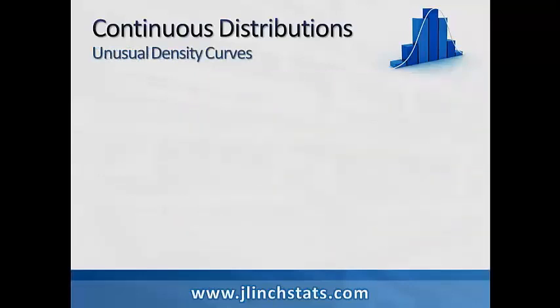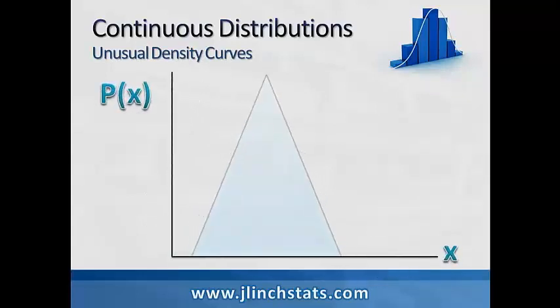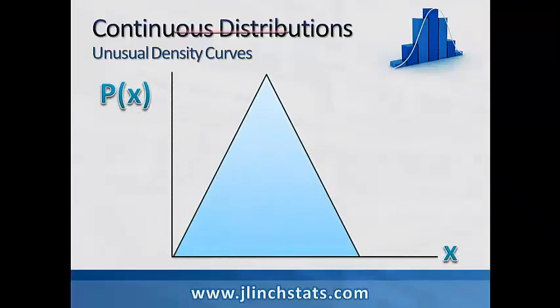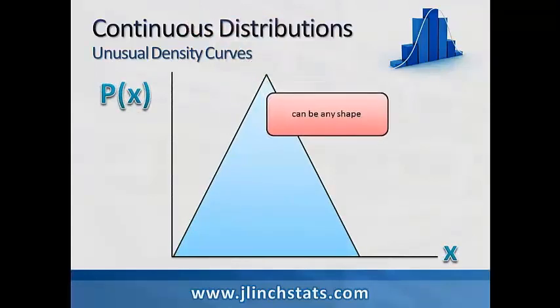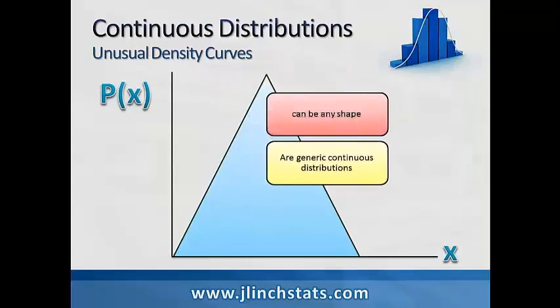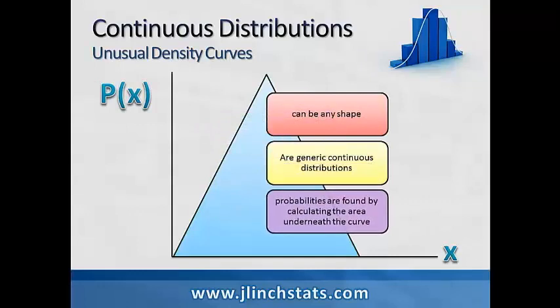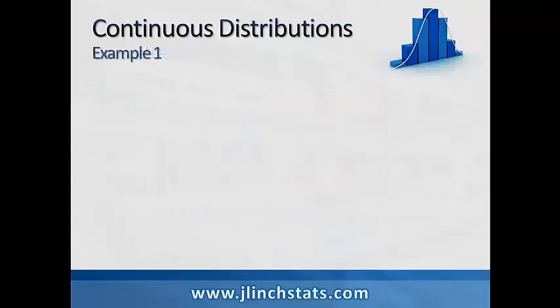Now we're going to begin by first looking at unusual density curves. These density curves really have no name, but they do sometimes take on unusual shapes. A density curve can be any shape. Here's an example of a density curve that's in the shape of a triangle. Unusual density curves are generic continuous distributions. Once again, the random variable x can take on any range of values within the domain of possible values. In unusual density curves, probabilities are found by calculating the area underneath the curve. Recall that a density curve has an area of exactly 1 underneath it. So any slice or portion of the density curve can be found by finding the area underneath the density curve itself. Now let's take a look at example 1.